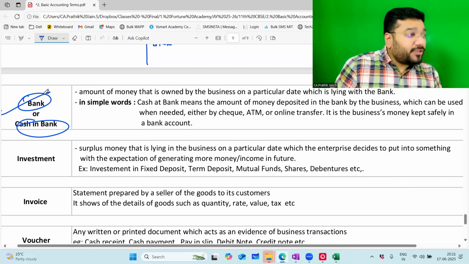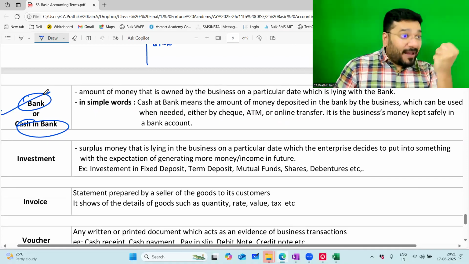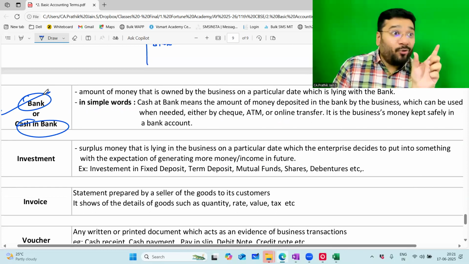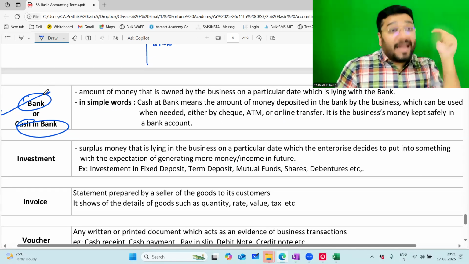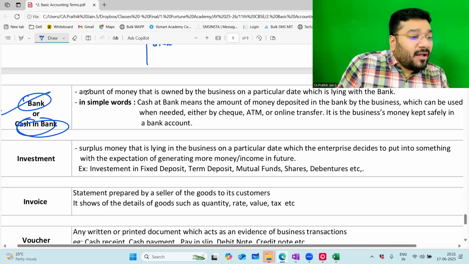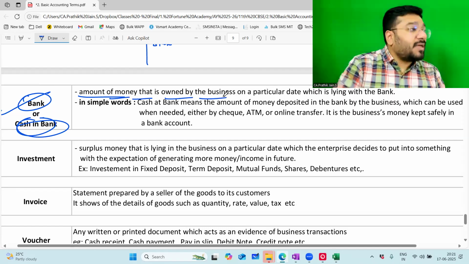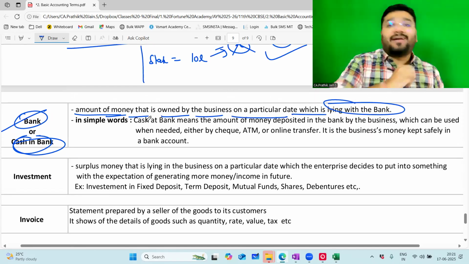Bank, or cash in bank. Bank means what? Are you trying to say that I own the bank? HDFC, I own it? Axis Bank, I own it? No. In that bank, I'll have an account which is opened by that bank. That account is what I own. In that account, I have my money. That money I own. So what is cash at bank? The amount of money owned by the business on a particular date, which is lying with the bank.